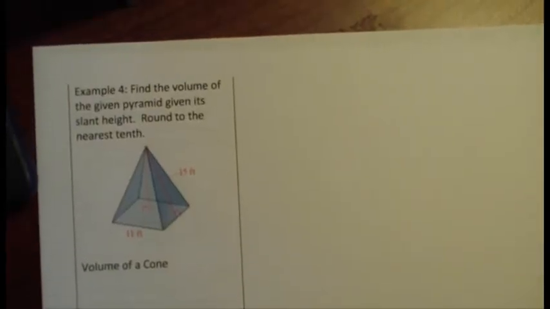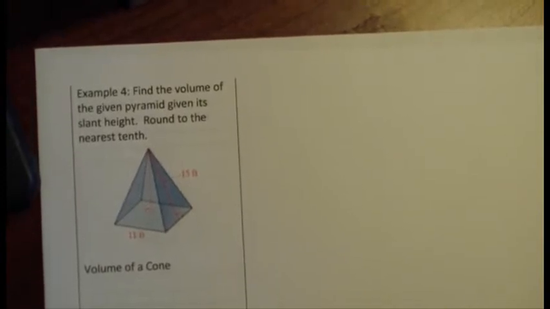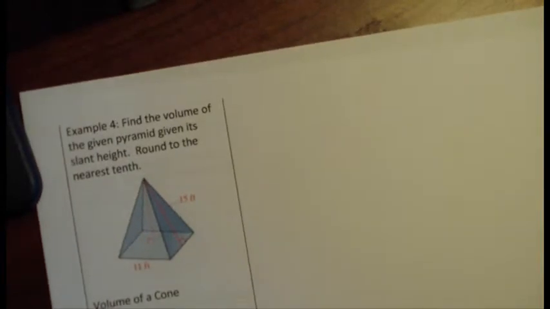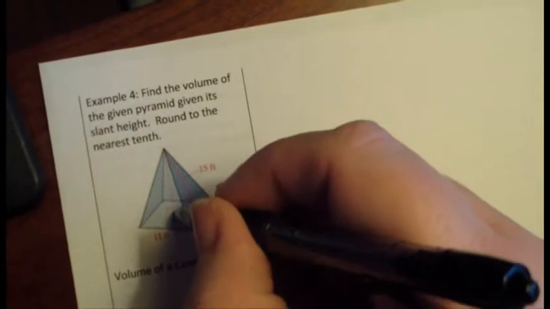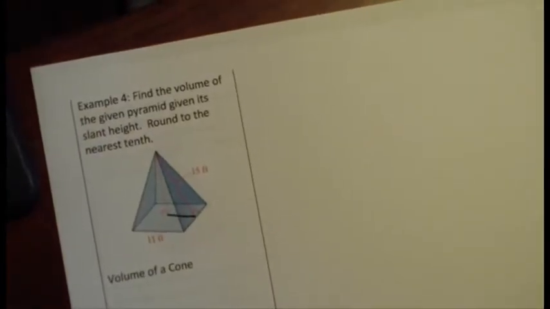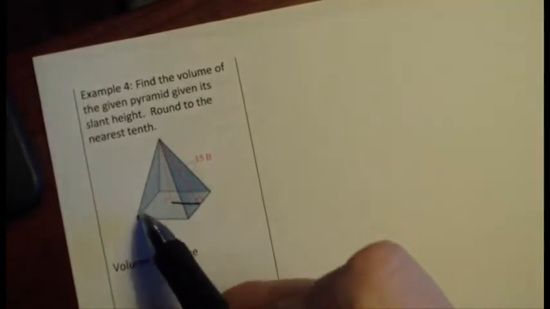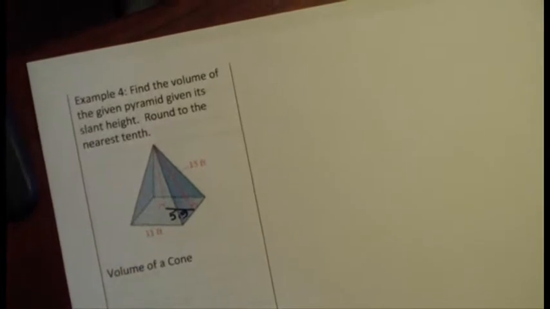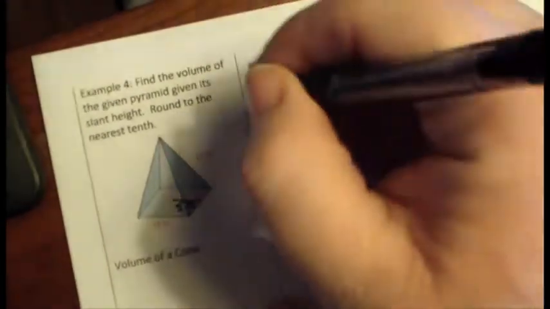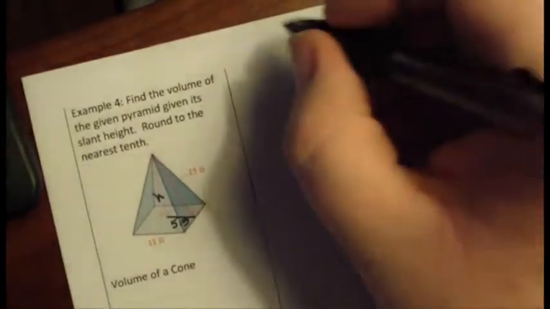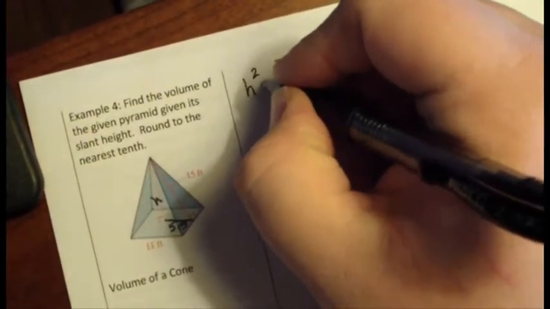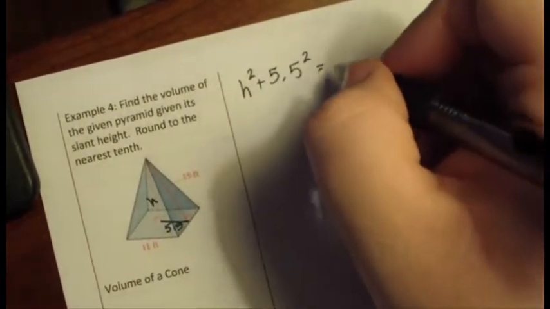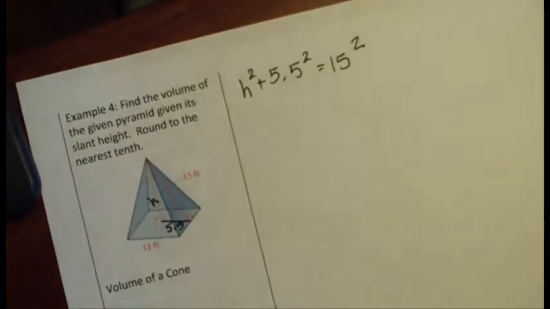Example 4. Find the volume of the given pyramid given its slant height. Round to the nearest tenth. All right, so we're going to have to do the same thing we did on the last one, where we use the Pythagorean theorem to figure out our missing side. So we know if this is 11 feet, then half of that is 5.5. So the base of our triangle is 5.5. So to find our height, h, we're going to do h squared plus 5.5 squared, and that has to equal our hypotenuse, which is 15 squared.